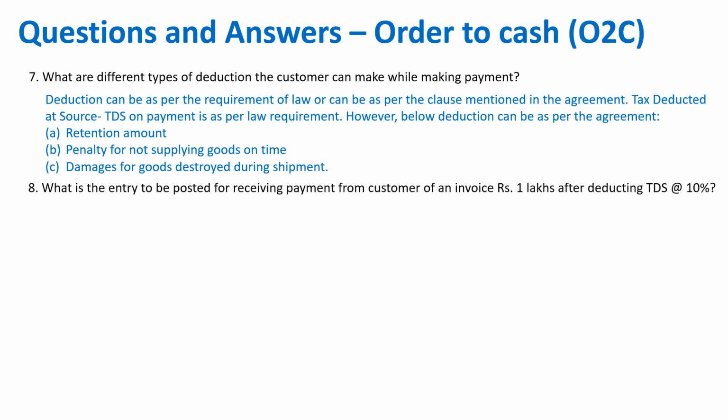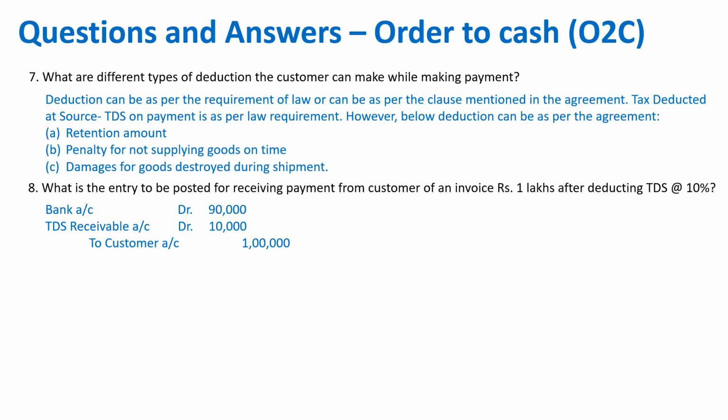Next question. What is the entry to be posted for receiving payment from a customer of an invoice of rupees 1 lakh after deducting TDS of 10%? The entry you are going to post now is: bank account debited 90,000, because 10% TDS is deducted. Then TDS receivable 10,000.